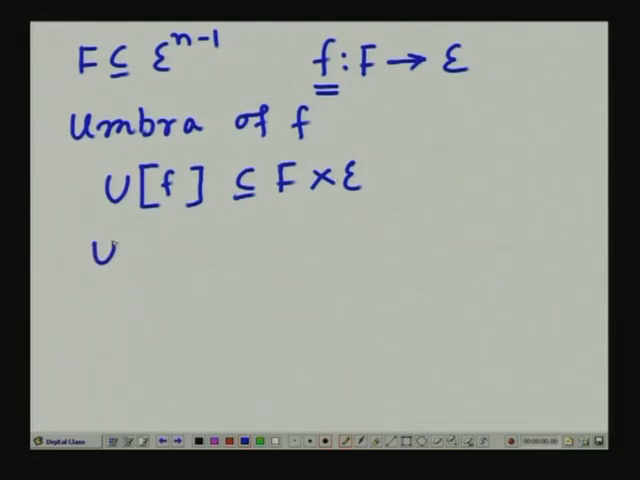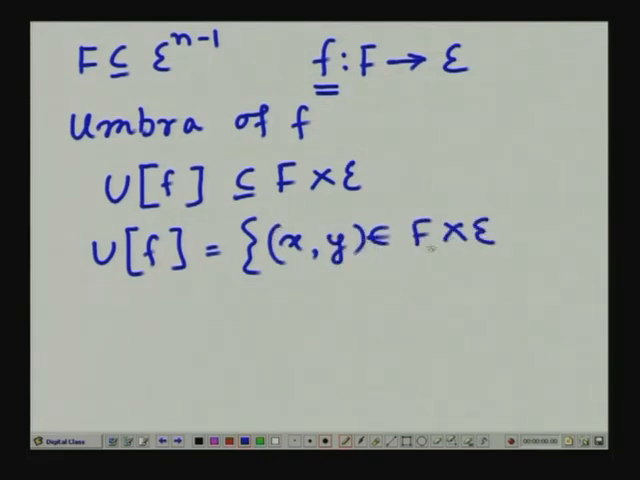Now this U(F), the umbra of the top surface, is defined as the set of (x, y) belonging to F Cartesian product with 1-dimensional Euclidean space E, where y is less than or equal to f(x). So, what does it mean? This expression means that the umbra consists of all the points below the top surface, including the top surface itself.